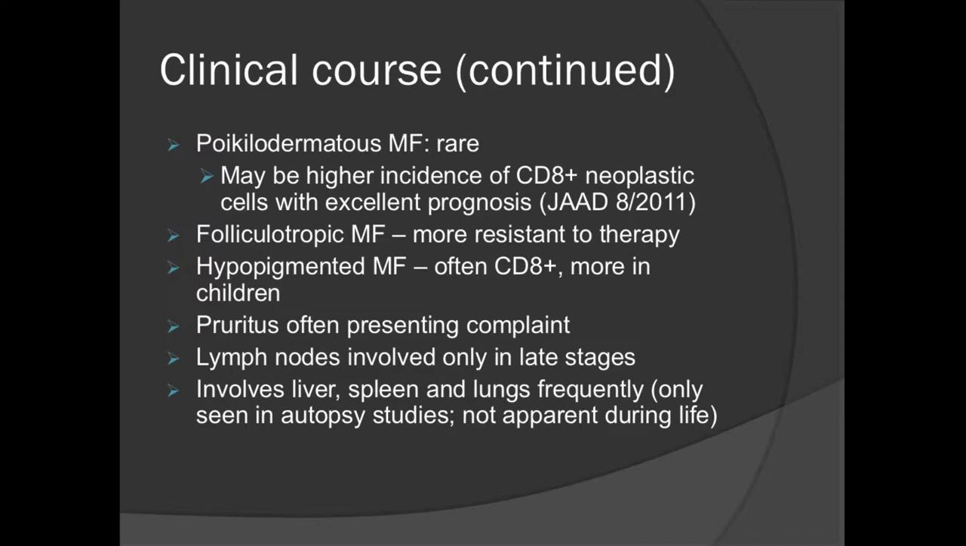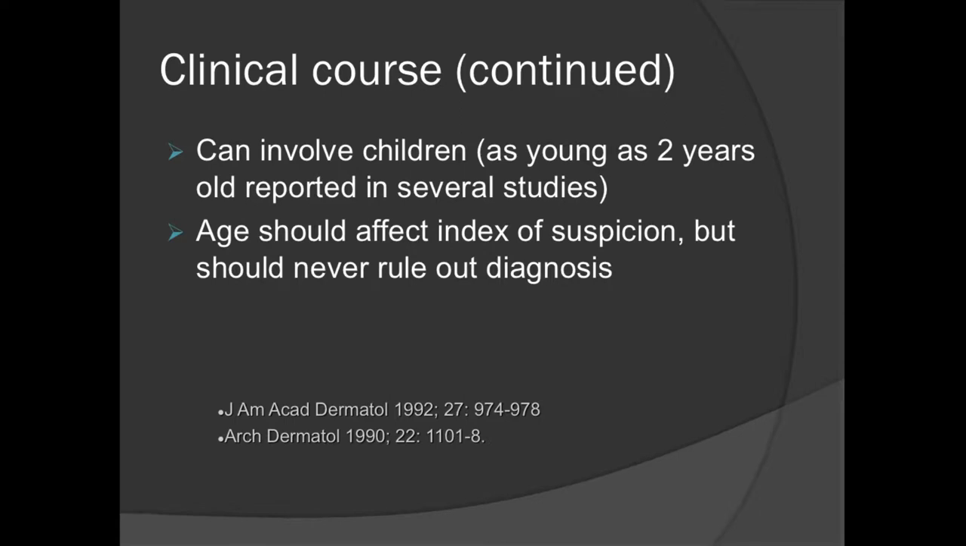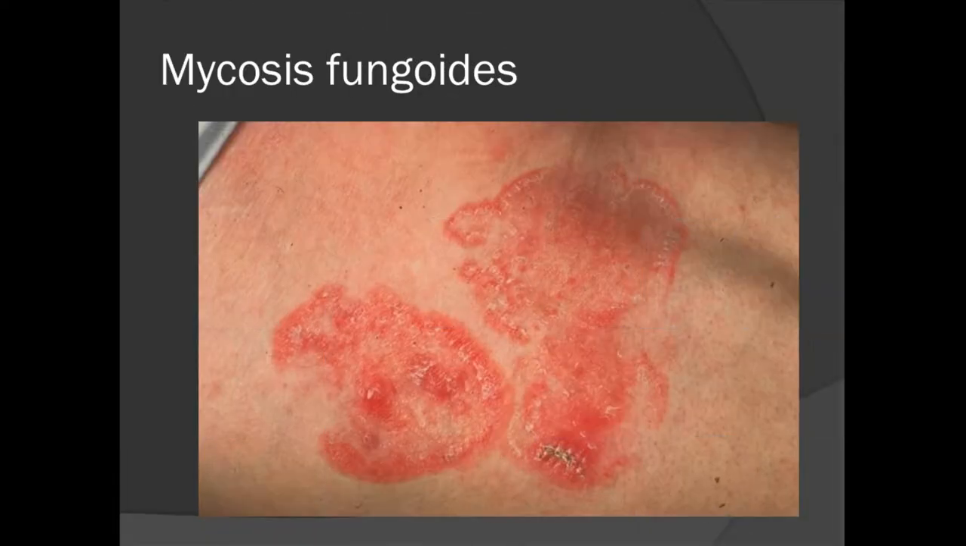It's not like other lymphomas in that usually you don't see lymph node involvement until very late. And then in the rare patient who dies from MF, you will see the kind of organ involvement you expect to see with the liver, the lungs, the spleen, etc. So it can involve kids really young. It was a study from the Mayo Clinic back in the early 1990s showing that. But be careful. Don't diagnose glibly mycosis fungoides in a 6-year-old. It's probably not. Could be.